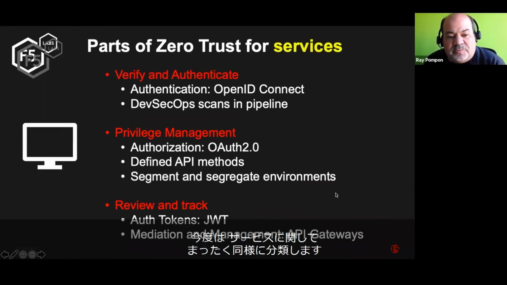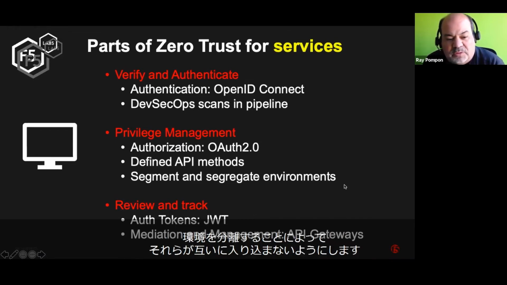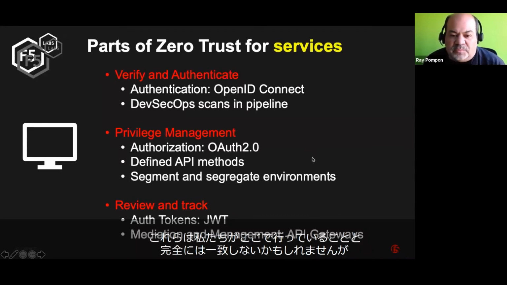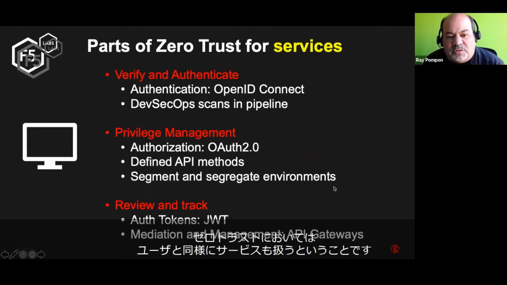Now, if we flip this over for services, we can do the exact same thing with different technology and different pieces, but the concepts are the same. Using OpenID Connect and DevSecOps, we can protect the pipeline and look for attackers into that pipeline that are not authenticated. We can manage privilege with OAuth and defined API methods, and we can segregate our environments to keep them from spilling into each other. And of course, we can track the user and the service as they move through our system with JWT tokens and API gateways. Now, I realize that these may not be perfect matches to what we're doing here, but the concept is really the same: we are just treating services just like we did users in zero trust.